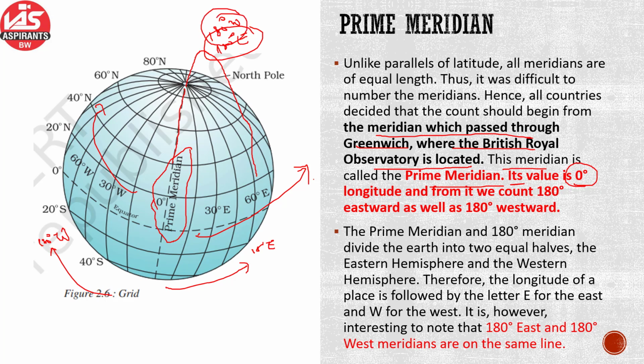Okay, so clearly 180 degree east and 180 degree west meridians, they are on the same line, right? Because even if you extrapolate from here, the line which is opposite to 0 would be 180 degrees. If we go from east, it would be 180 degree east. If we go from here west, it would be 180 degree west. Now let's move forward.